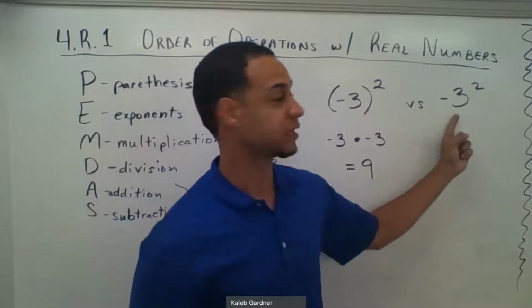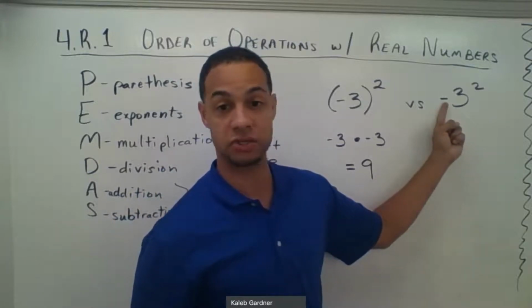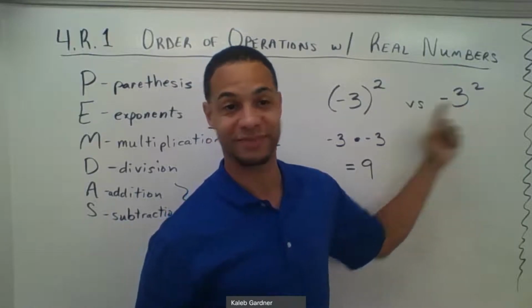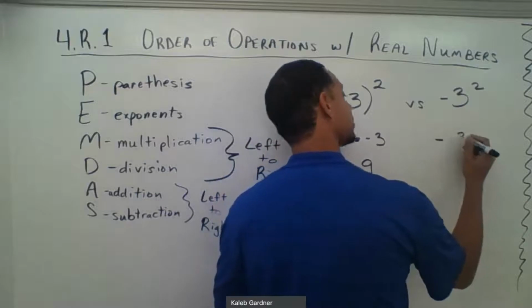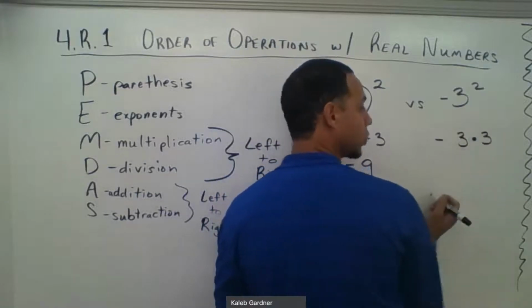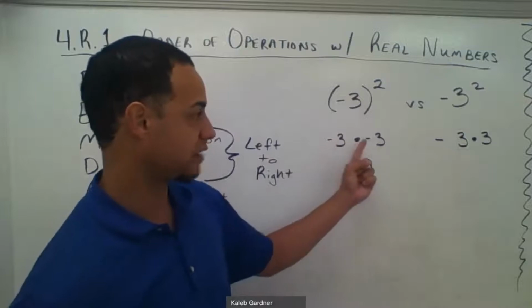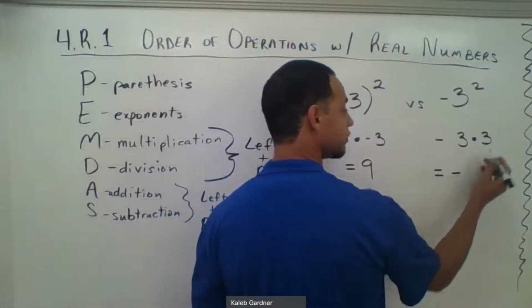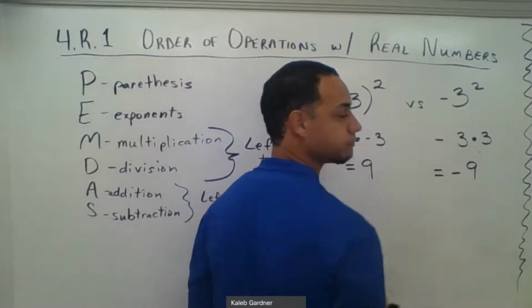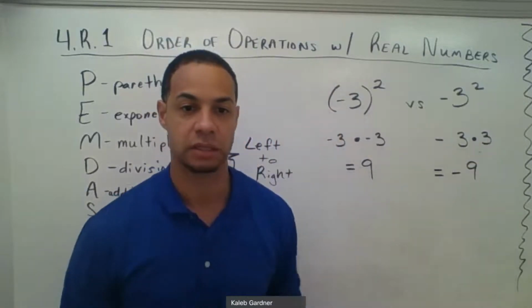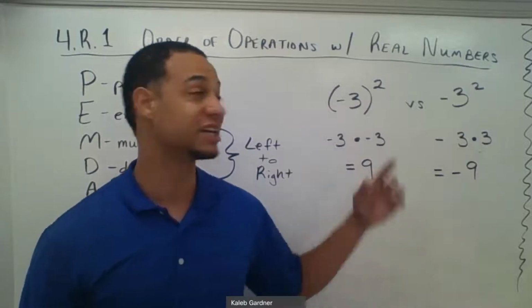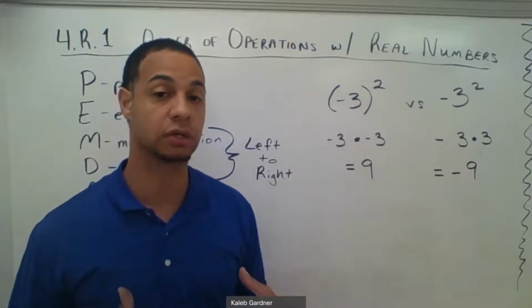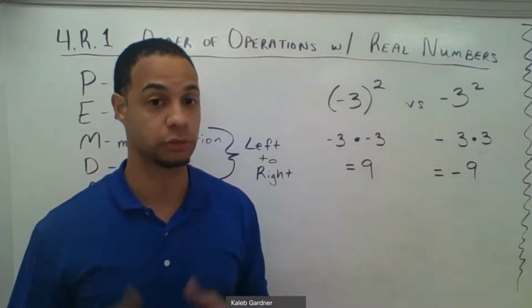This is different. Here, the negative is not squared. We don't multiply the negative twice, just the 3. So it would be -3 times 3. Notice the difference? Here we have a negative times a negative. Here we only have one negative, so our answer is -9. See the difference? There is a difference in these two statements. The parentheses do matter. So make sure that when you're using your calculator, you put the parentheses when appropriate.